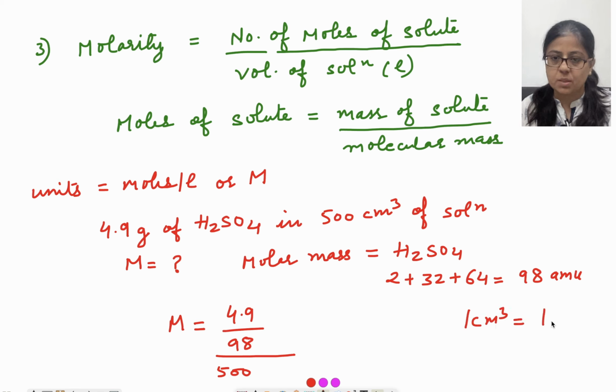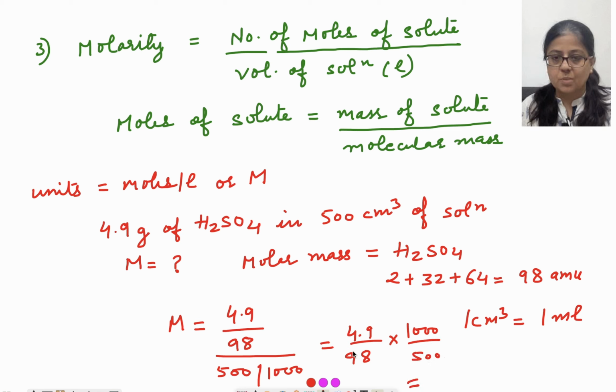1 centimeter cube is equal to 1 ml. We have to convert it into liters. So to convert into liters, we have to divide it by 1000. Now it will be equal to 4.9 divided by 98 into 1000 by 500, and this will be equal to how much? It will be equal to 0.1 mole per liter, or capital M, molar.